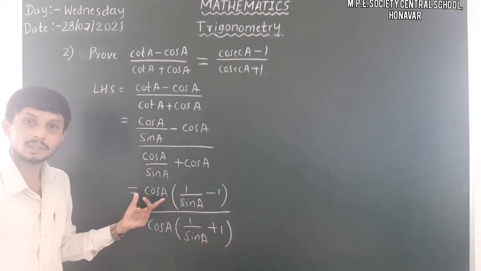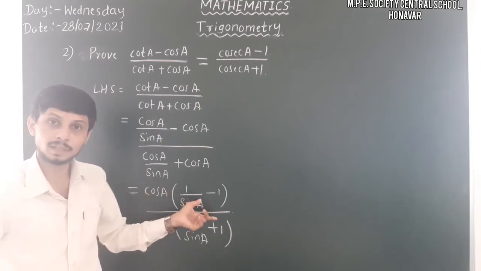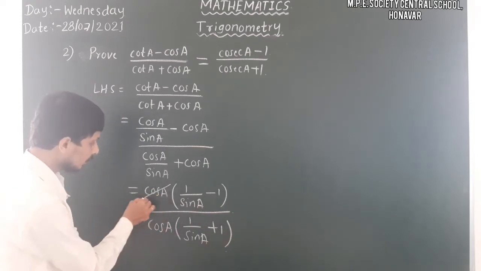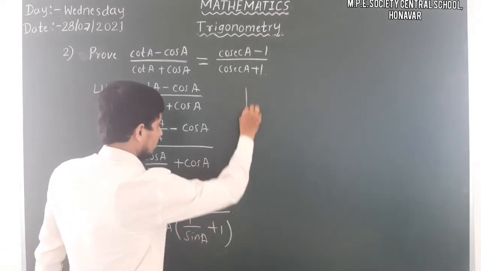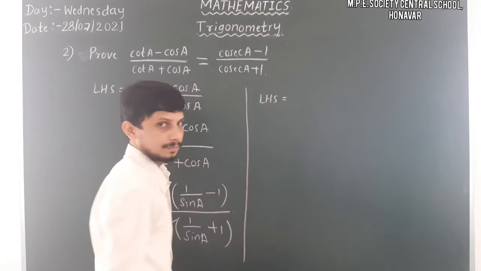Then here just observe the numerator and denominator, we have cos A and cos A, both multiplied with the partner expression, so we can cancel this one. Yes, then it is equal to LHS. So we continue here.